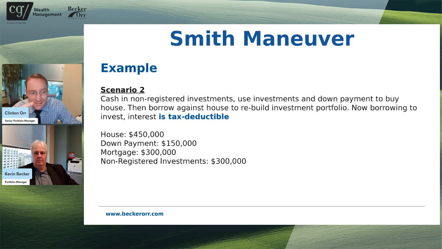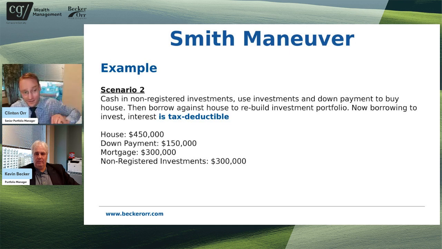Scenario two here, slight adjustment, Kevin. In this example, you're assuming instead of just leaving the investments alone, let's say you cash them in. That's right. 300 grand from your non-registered account. You used your down payment you'd saved up plus your investments to buy the house. And then now you have a property, you take a mortgage out on the property and use the mortgage to replenish your investments. So technically you're borrowing against your house to invest, which is different than scenario one. And in scenario two, now you're borrowing to invest and the interest on the mortgage becomes tax deductible.